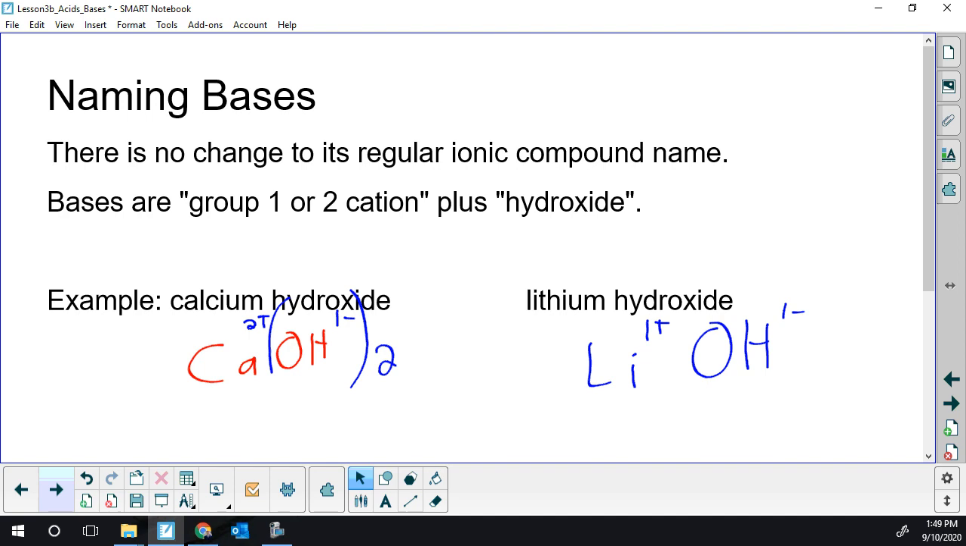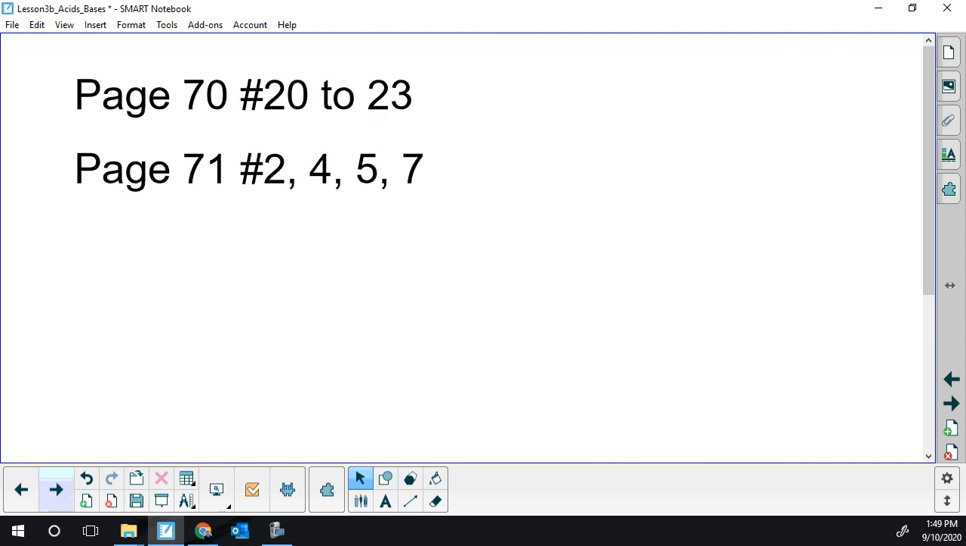So your acids are compounds, they're molecules. Your ionic compounds with hydroxide are making your bases, the ones that contain hydroxide. Some questions to take a look at to wrap up today.